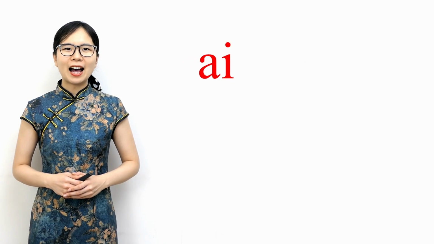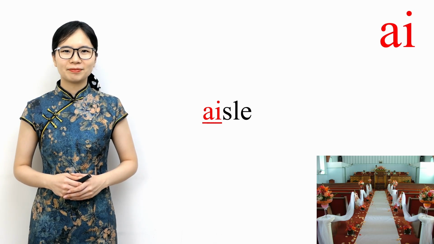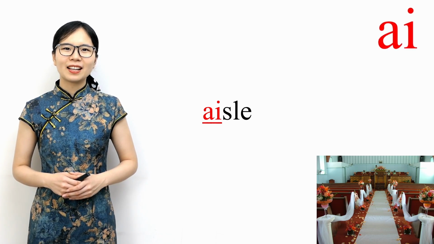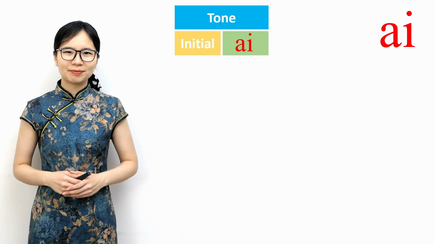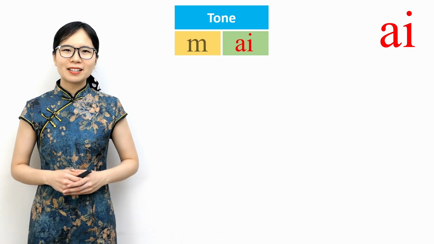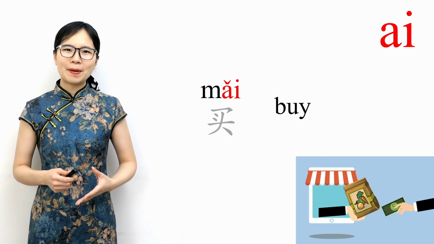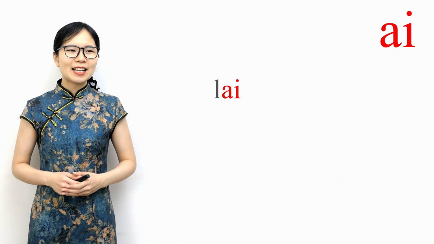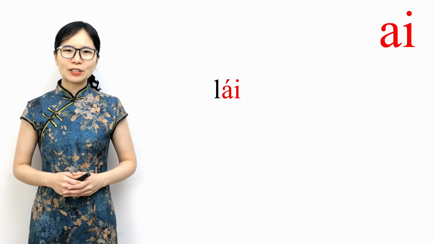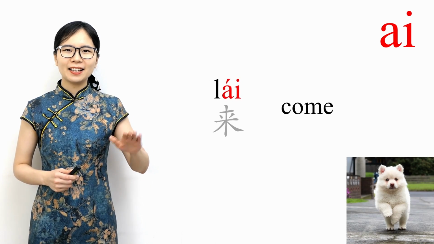We'll start with ai. Ai is pronounced like the AI in aisle. Please repeat after me. Ai. Let's take a look at some words that use the final ai. If I use the initial m and the third tone, then I get the word mǎi, which means buy. Mǎi. Switching to the initial l and the second tone, then I get the word lái, which means come. Lái.